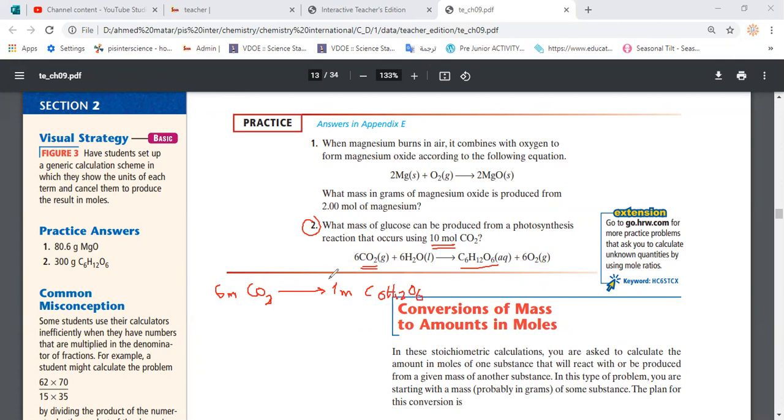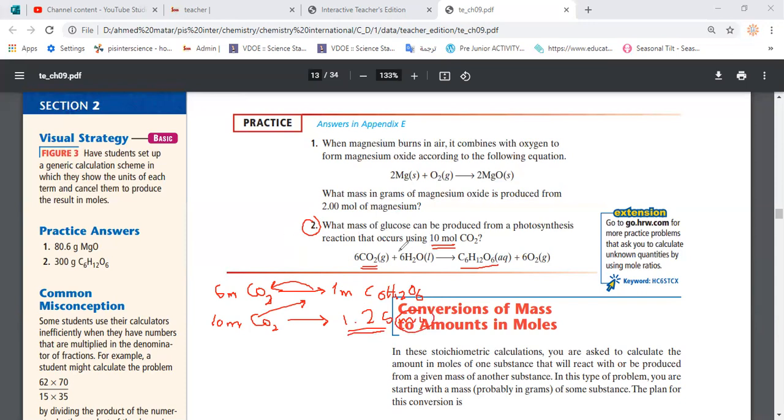Then he asks you now, you need to know the amount of glucose produced by 10 moles of carbon dioxide. So if I have 10 moles of carbon dioxide, how many moles of glucose will be produced? Cross multiplication: 10 multiplied by 1 divided by 6. Yes or no? So that means it will be about 1.25 mole. Okay? Yes. Then that's the number of moles.